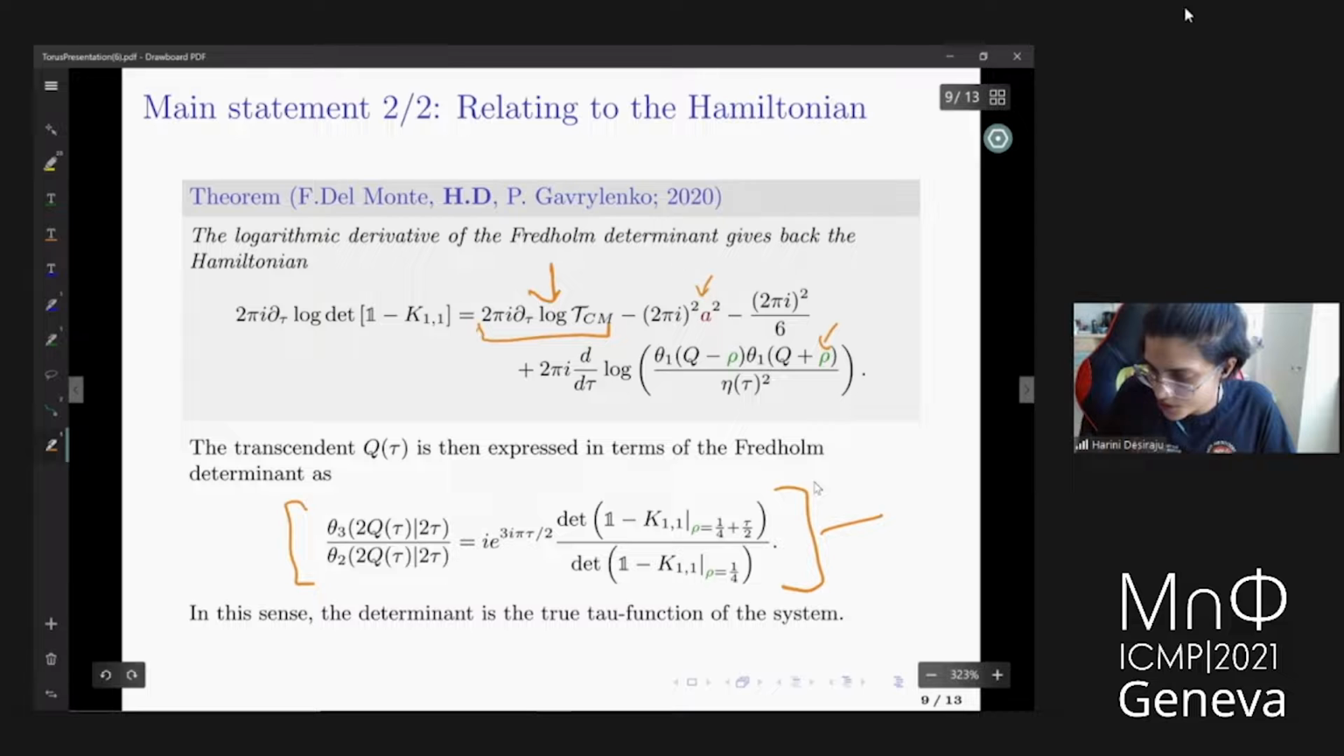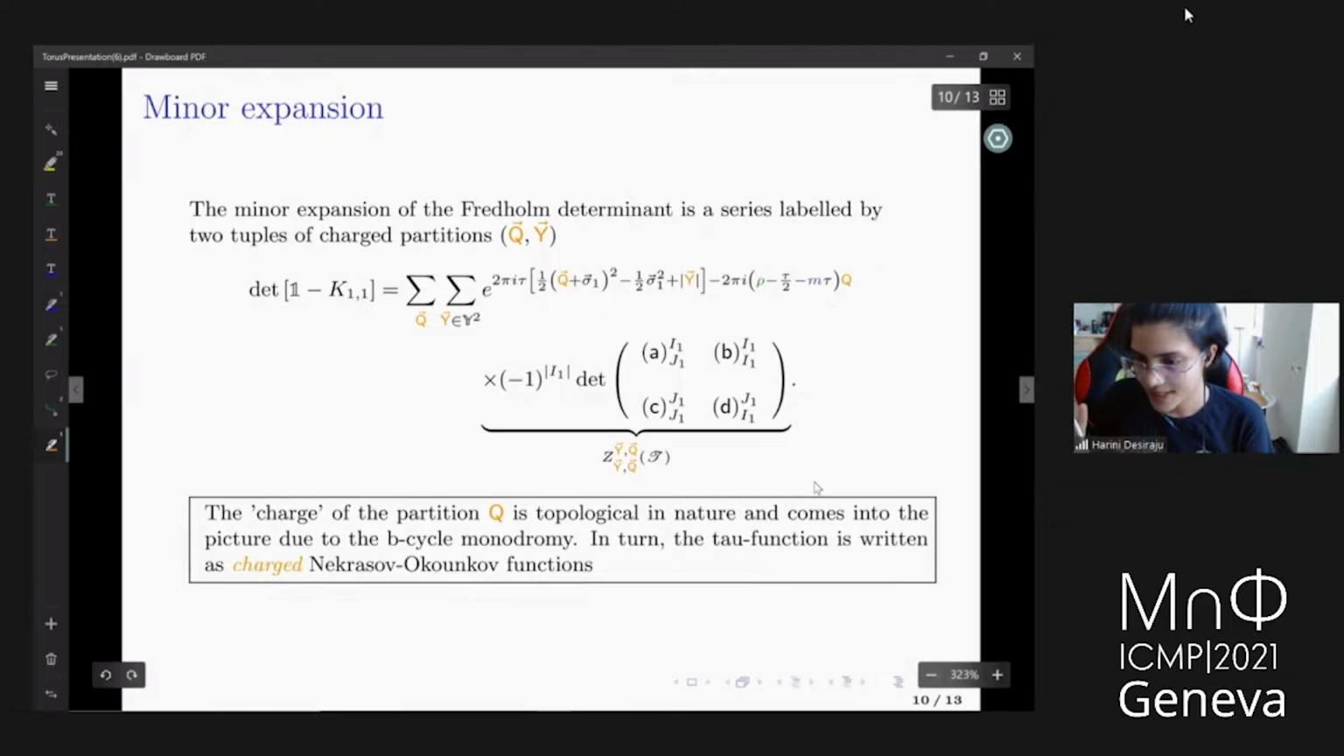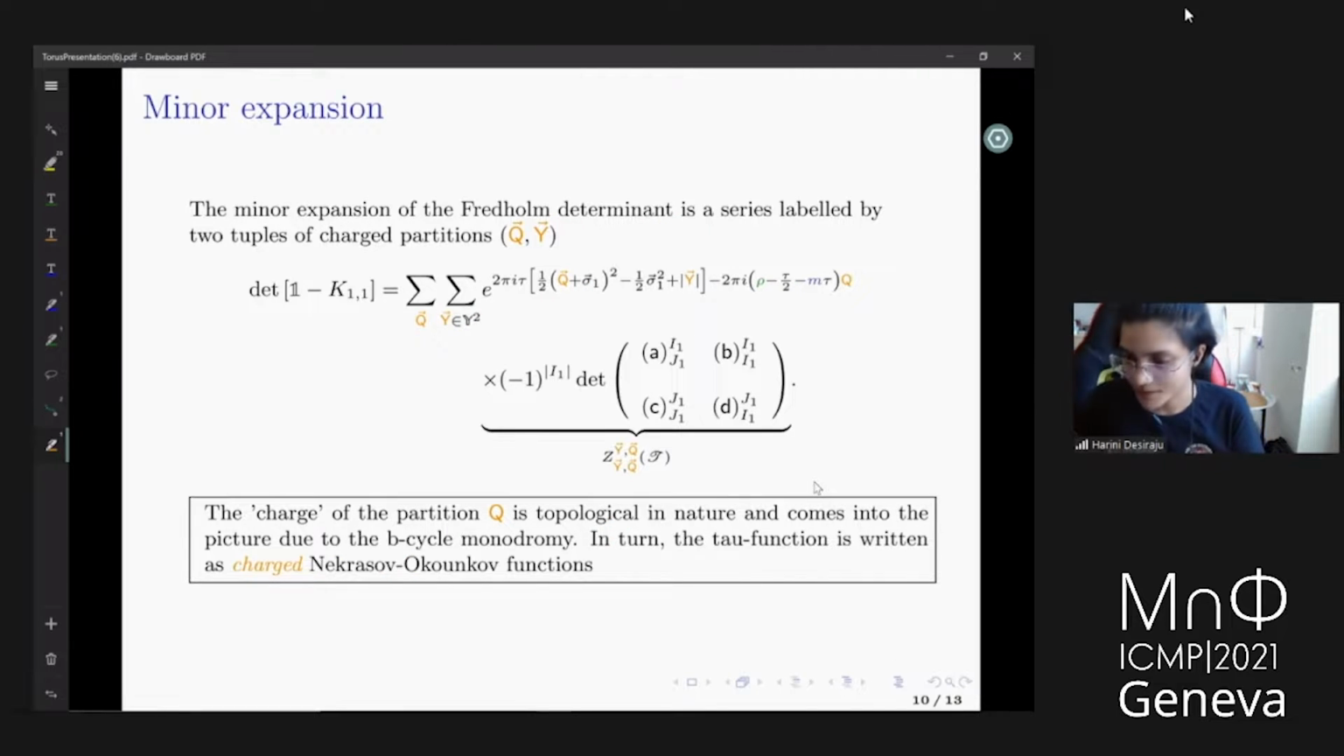And this relation should be very familiar for the experts who know something about Painlevé 3, for example. This is a very similar kind of expression you get there, where you have this determinant and you shift it by some Bäcklund transformations. Okay, now to the second point that I promised, which is the relation to the Nekrasov partition functions.